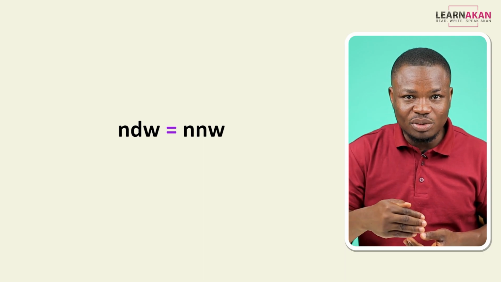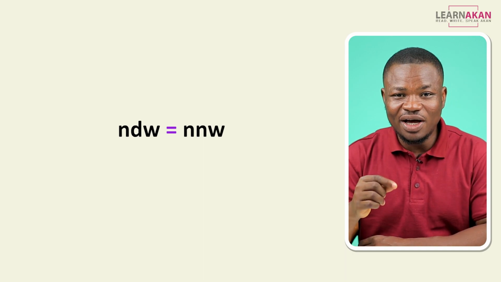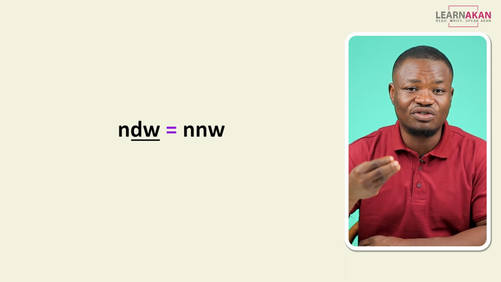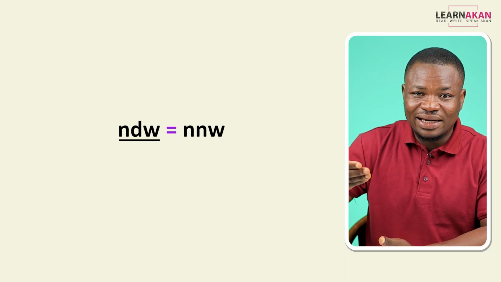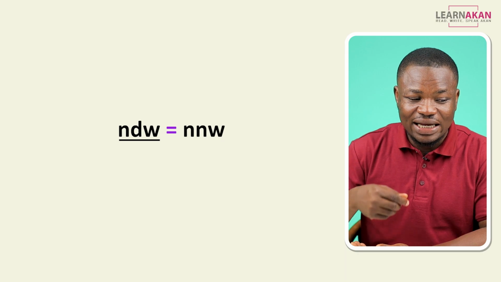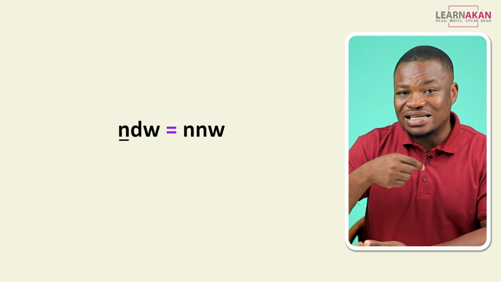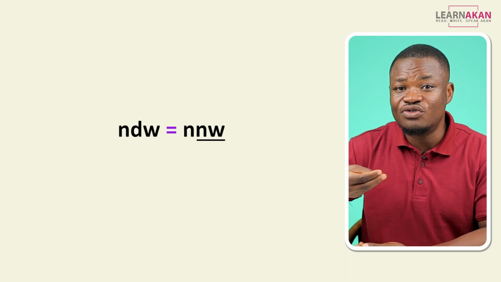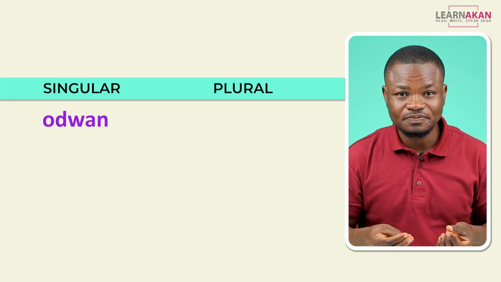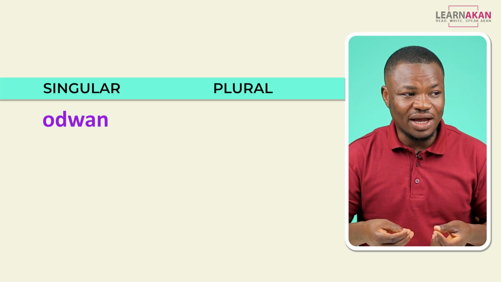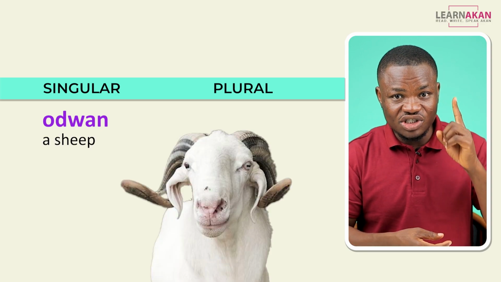So for the examples that we are going to be given, you'll find that for those that start with j, after we attach the n in front to form their plurals, the n will go on to assimilate the j into ny. Let's see an example like that. So we have ojain, and ojain is a sheep, a single sheep.